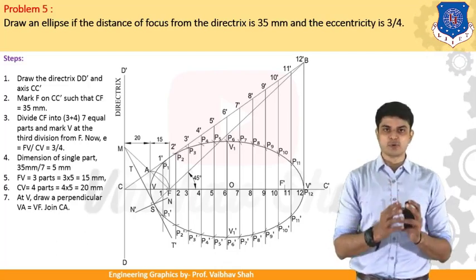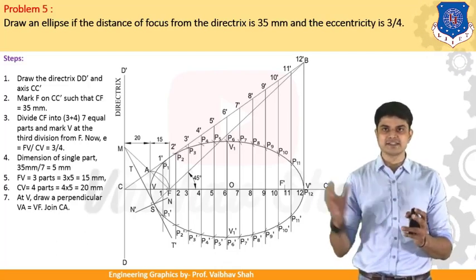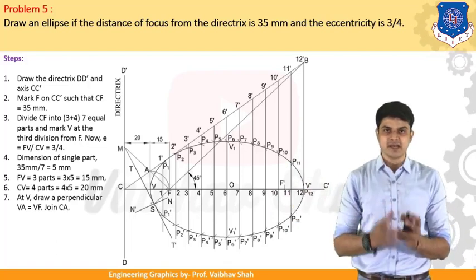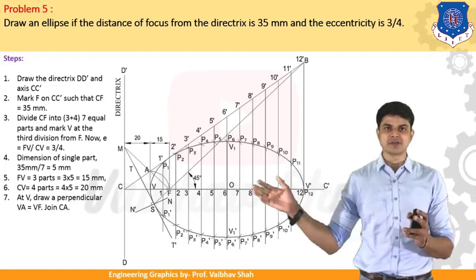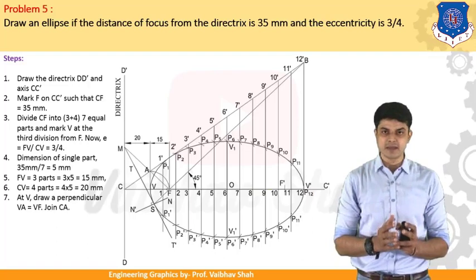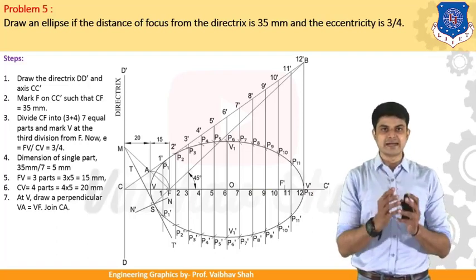So here let us follow the procedure. First you need to draw the directrix, which is DD dash, as you can see. Then you should draw a random horizontal line like CC dash. Then what do we need to do? Here let us define.